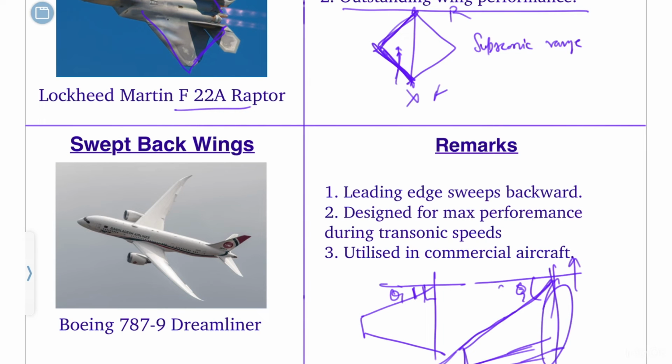The induced drag is reduced, and the vortex generation is reduced. Generally these kinds of wings, and there are long wings also, have maximum performance in the transonic speeds. That's why they are used in commercial aircraft, as you can see. The example is the Boeing 787-9 Dreamliner. I hope this much you have understood.